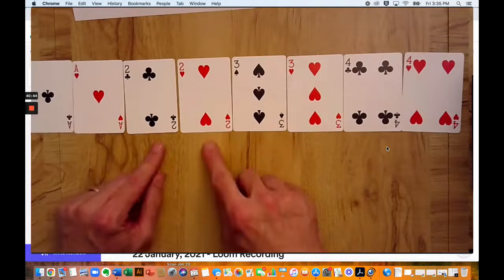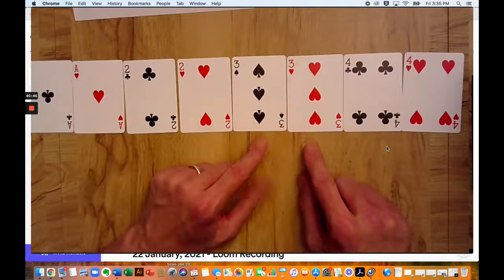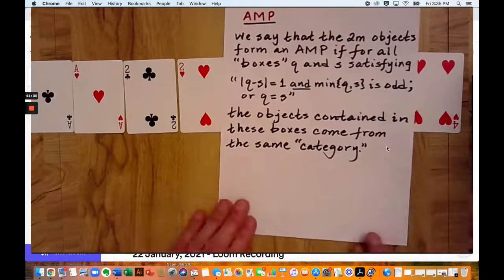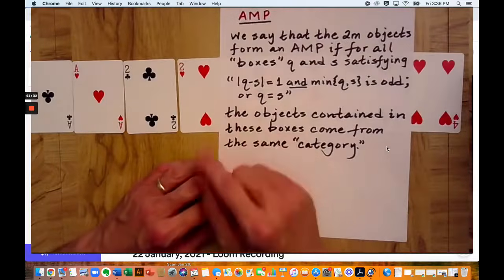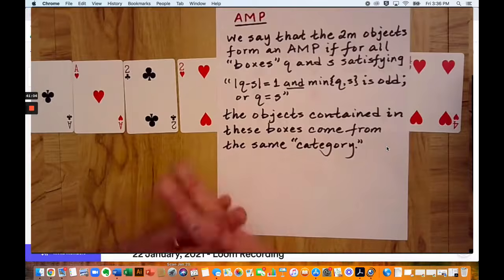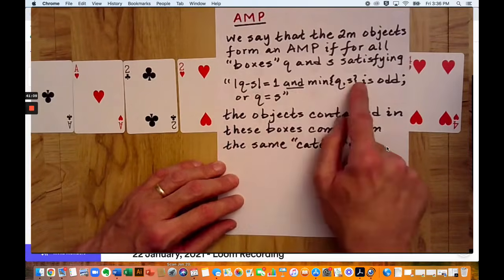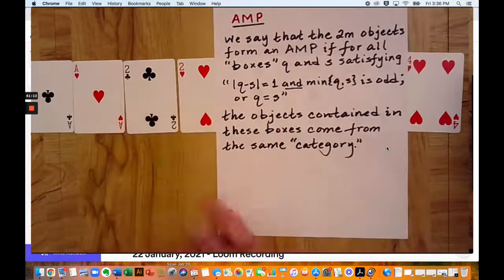Okay, so if you notice what's happened, cards of the same value, and we're going to go with that as our categorical relation, are adjacent. They're neighbors. They're right next to each other. Okay, well, what is this requirement right here? What is this saying? So we say that the 2M objects form an AMP if for all boxes Q and S, satisfying this, the boxes have objects that are of the same category. Well, what is really going on here?